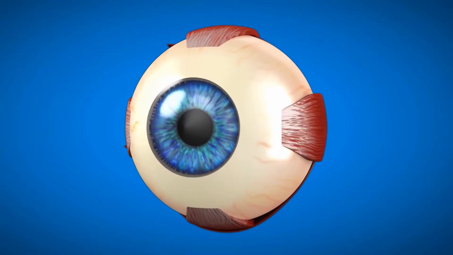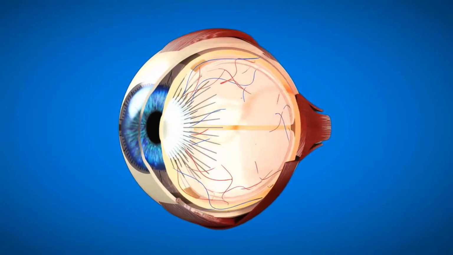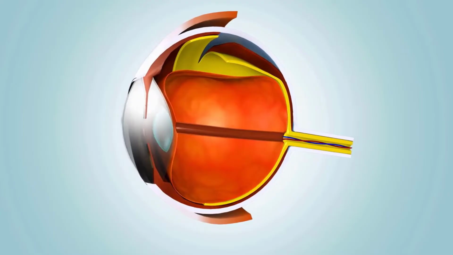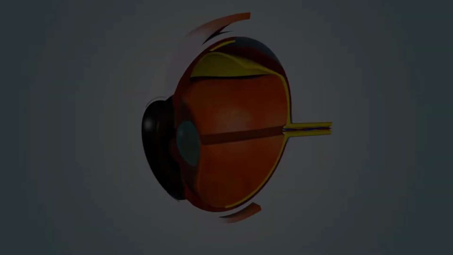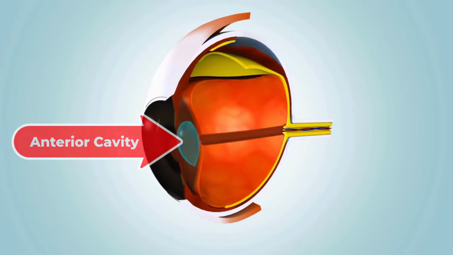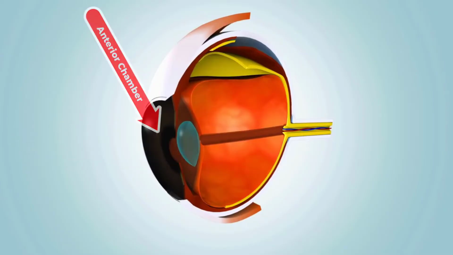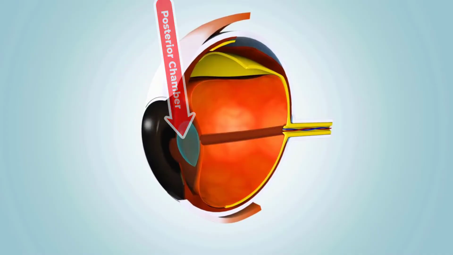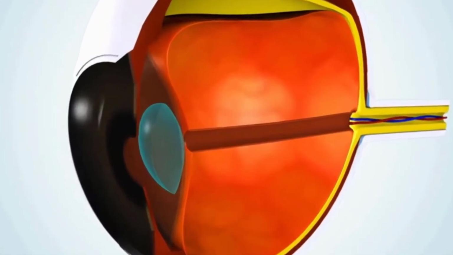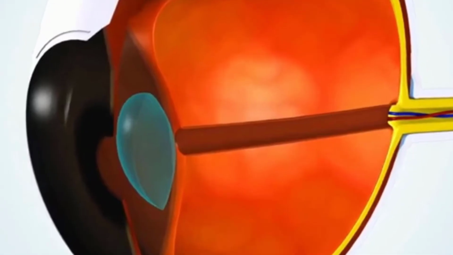The wall of the eye consists of 3 layers: the outer fibrous layer, the intermediate vascular layer, and the inner layer, or the retina. The eyeball is hollow, and its interior is divided into 2 cavities. The large posterior cavity, also known as the vitreous chamber, contains the gelatinous vitreous body. The smaller anterior cavity has two chambers: the anterior chamber, located between the cornea and the iris, and the posterior chamber, between the iris and the lens. The shape of the eye is established by the vitreous body and the clear aqueous humor filling the anterior cavity.